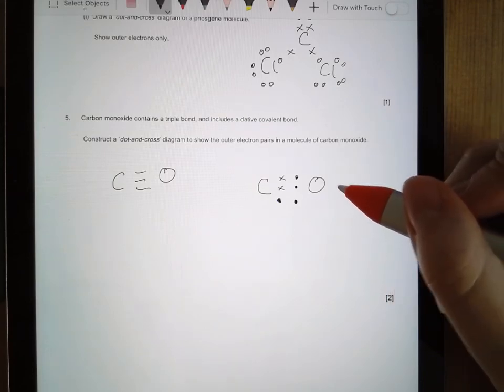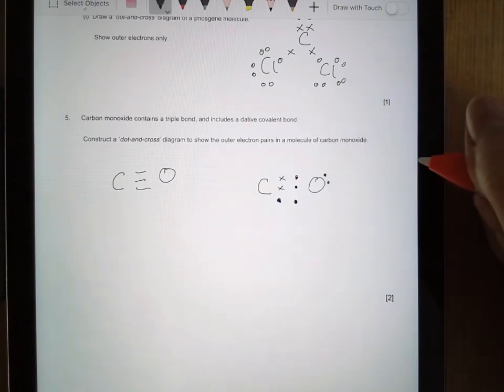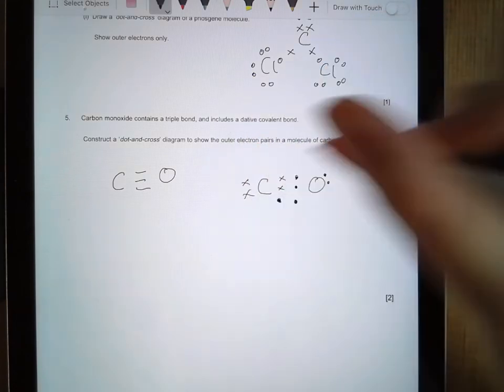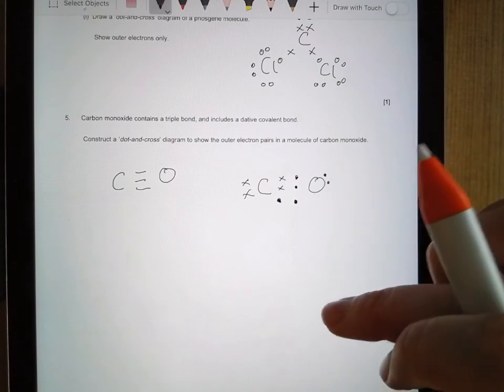Oxygen's got 6 electrons in total. I've only drawn 4. It's got another 2 electrons that are not involved in bonding at all. Carbon's got 4 electrons. I've only drawn 2. It's got another 2 electrons that are not involved in bonding. Carbon ends up with 8 in its outer shell. So does oxygen.